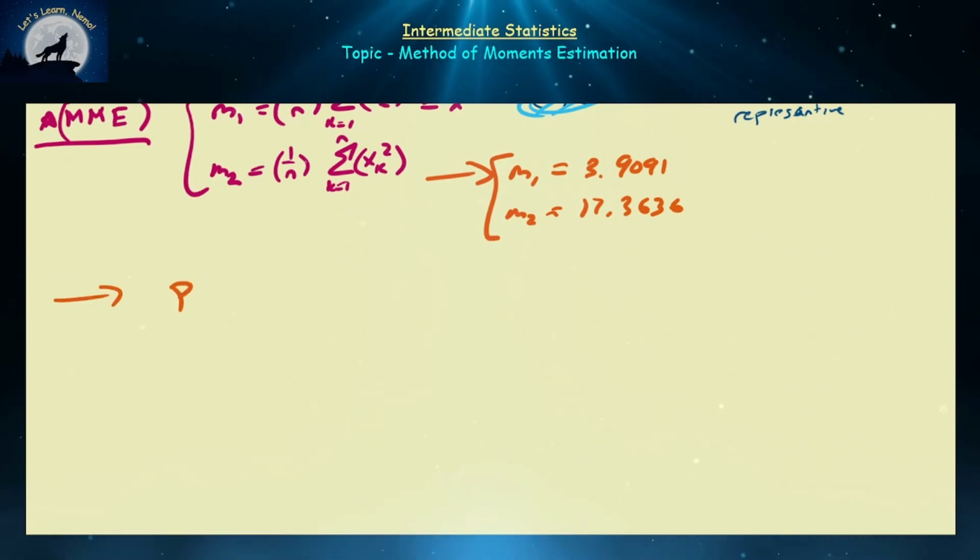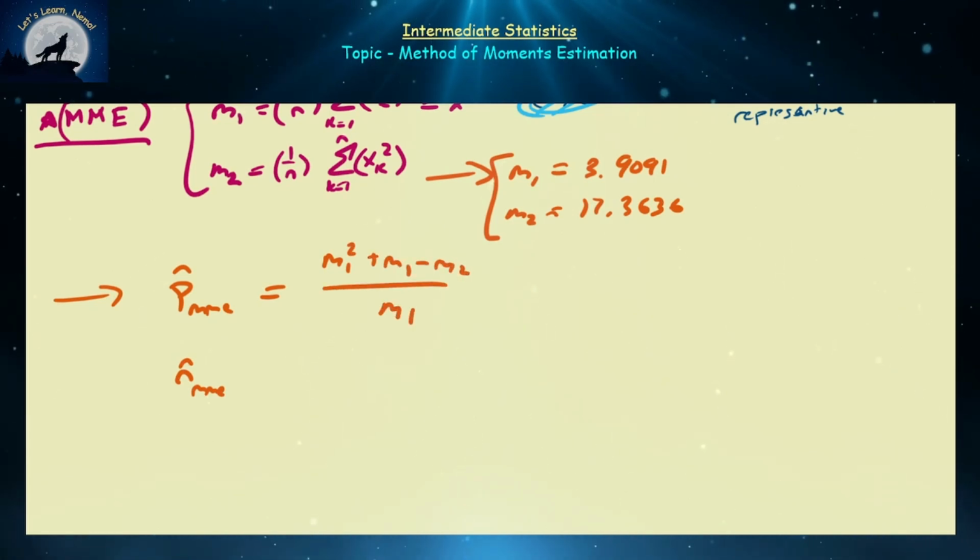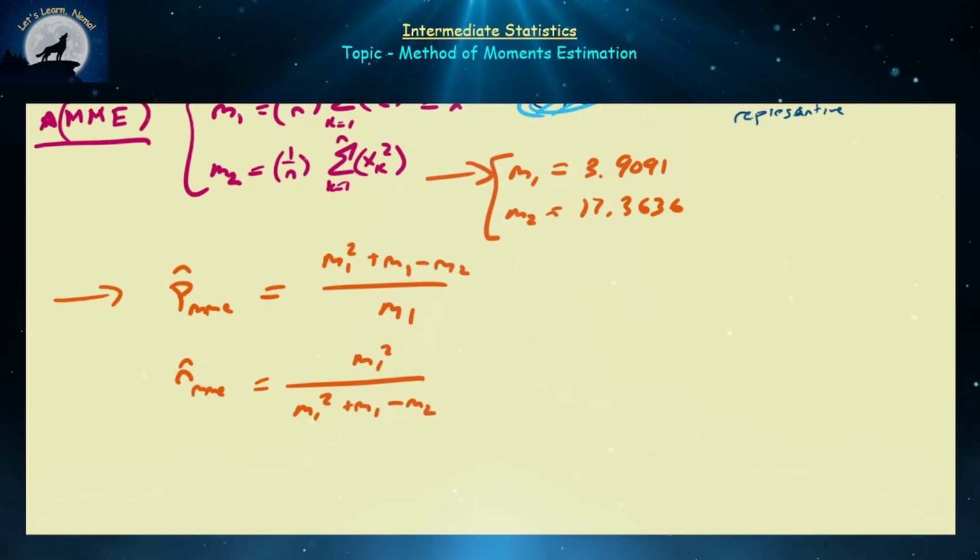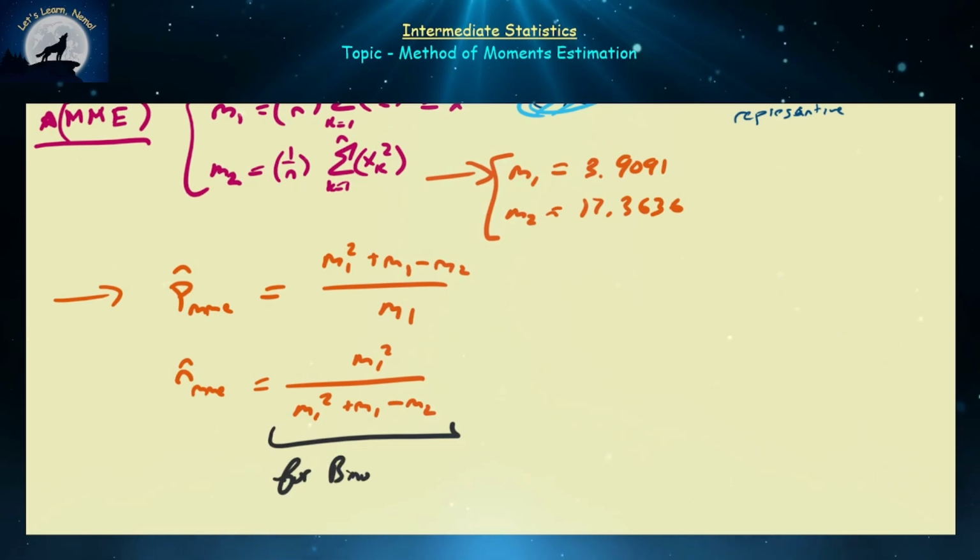Right? So what are the formulas for p hat MME and n hat MME? Well, we just derived them. So for binomial, p hat is going to be m1 squared plus m1 minus m2 all over m1, and n hat is going to be equal to m1 squared all over m1 squared plus m1 minus m2. And keep in mind, these formulas are specifically for the binomial distribution. So if you have another conjecture of a distribution, then you have to derive their own MME estimate representations for those particular parameters.